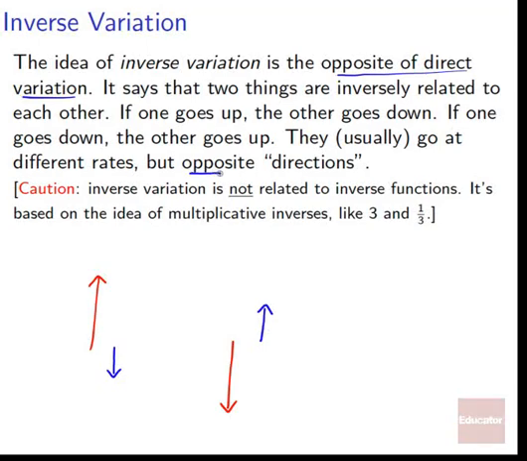That's the really key idea to get across from inverse variation: in inverse variation, they go in opposite directions. If one grows, the other one shrinks. If one shrinks, the other one grows.